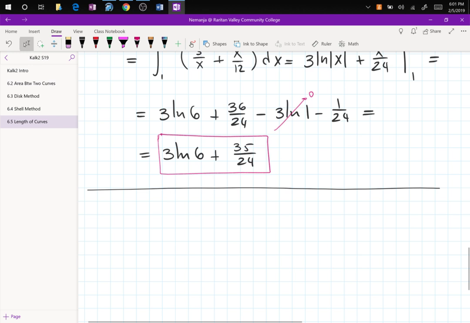All right, how about you have some fun? So your function is 2/3 x to the 3/2.